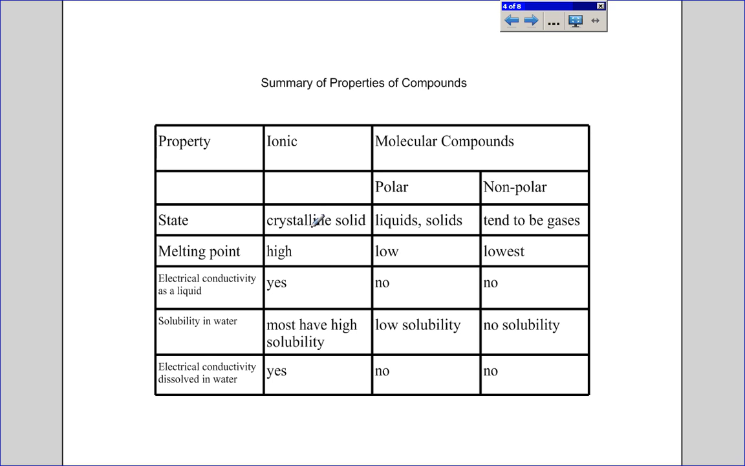For electrical conductivity, ionic compounds are able to conduct electricity as a liquid in their molten state or when they're dissolved in water because they have ions present. Both polar and nonpolar molecules do not allow for the conduction of electricity. Let's look at the melting point and the solubility next.